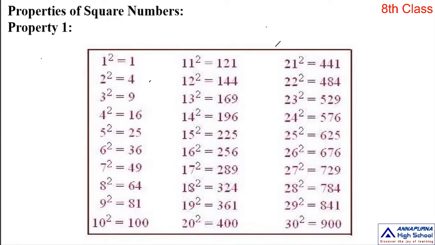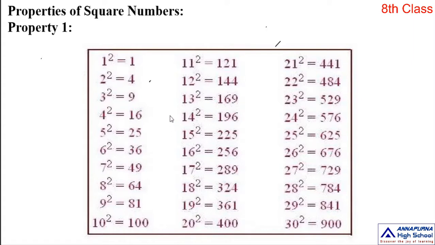17 square is 289, 18 square is 324, 19 square is 361, 20 square is 400, 21 square is 441, 22 square is 484, 23 square is 529, 24 square is 576, 25 square is 625, 26 square is 676, 27 square is 729, 28 square is 784, 29 square is 841, and 30 square is 900. Just observe the squares of all these natural numbers.